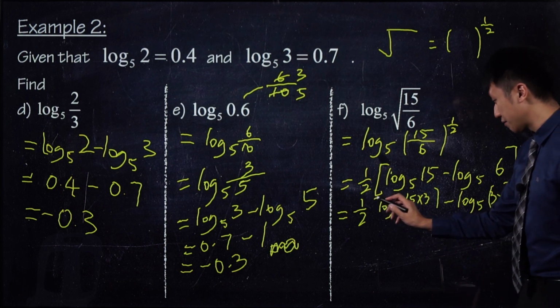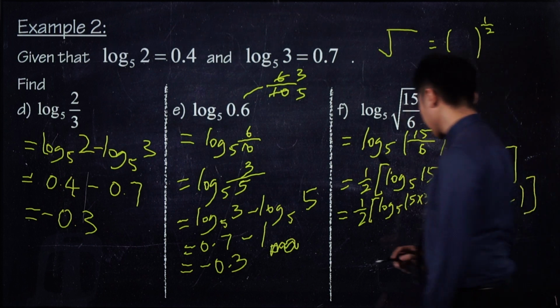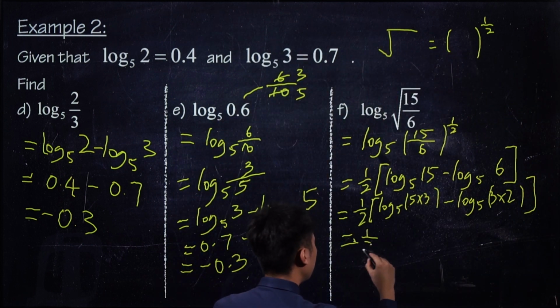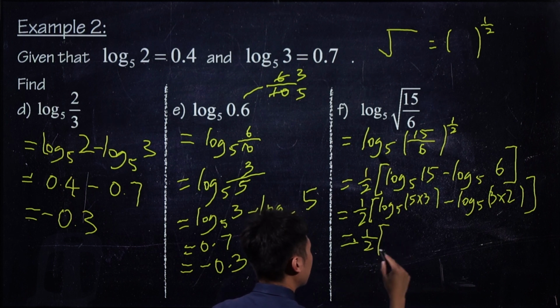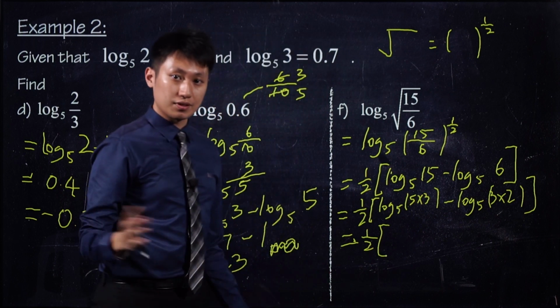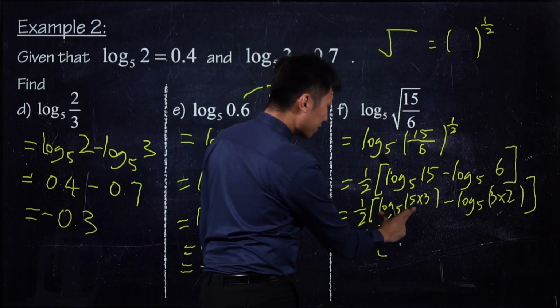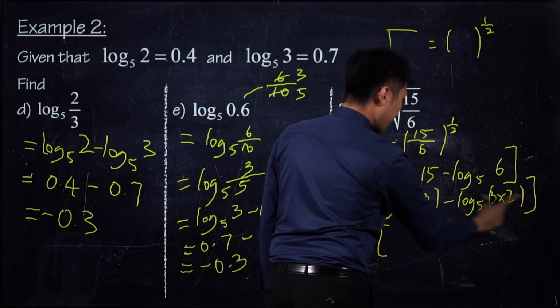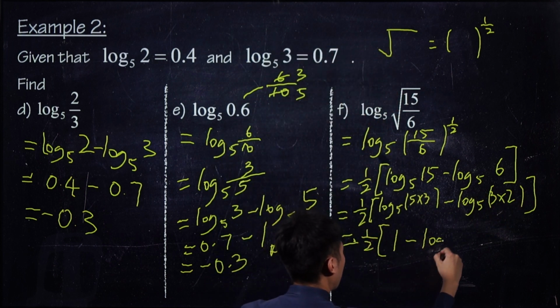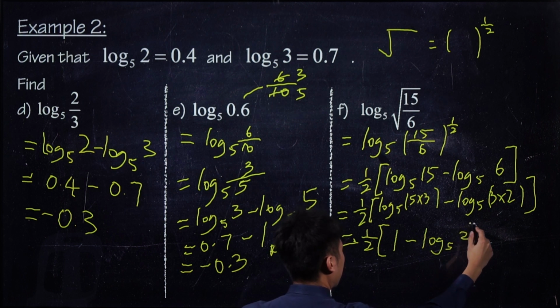Okay. So I have to put a bracket here. Okay. So now 1 over 2. Then this one bracket log 5 3 minus log 5 3. So gone. So I'm left with log 5 5 and minus log 5 2. So this is 1 minus log 5 2.